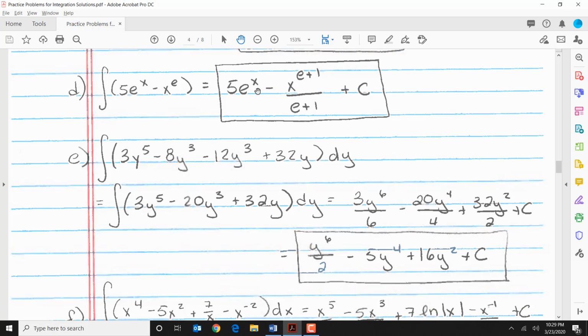The antiderivative of e to the x is e to the x. And again, you can always check that your antiderivative is correct by taking the derivative of what you get and making sure you get this integrand inside here.